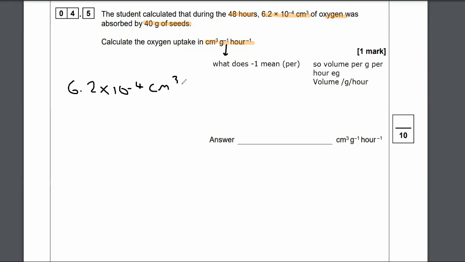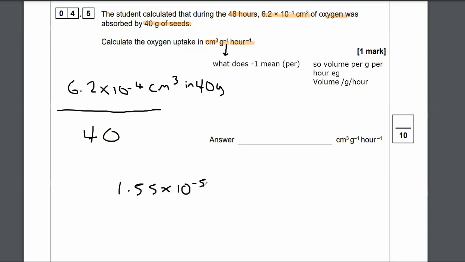So we have 6.2 times 10 to the minus 4 centimeter cubed. You could either divide it by the hours first if you want, which is 48, or I think it's probably better to stick to the units. It won't make any difference to the answer, but just as an explanation to you guys, it's probably better that I don't divide it by 48 first. It won't make a difference whether I do 48 first or 40 first. But because grams come first, I'm going to go 6.2 times 10 to the minus 4 there is in 40 grams. So I'm going to divide it by 40. So 6.2 times 10 to the minus 4 centimeter cubed per gram I've now worked out.